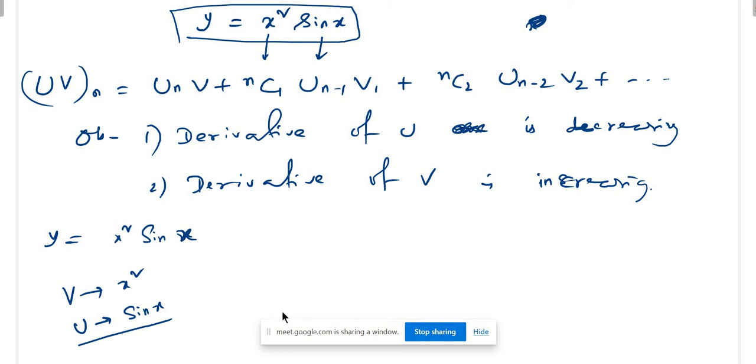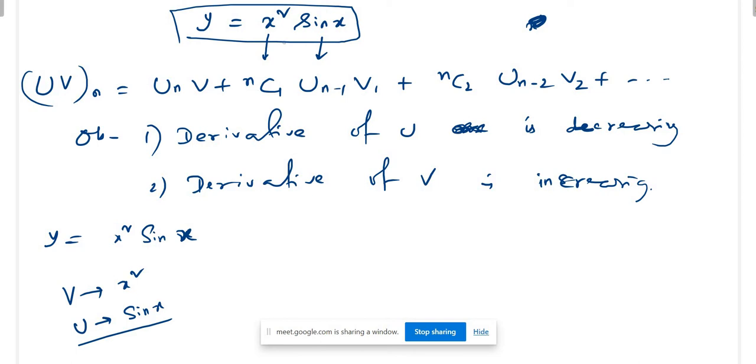suppose v is x square, v1 will be 2x, v2 will be 2, and v3, v4, v5, v6 all are 0. So we need to write only 3 or 4 terms. But if I take u as x square and v as sin x, it does not contain a finite number of terms. It can be n number of terms or more.